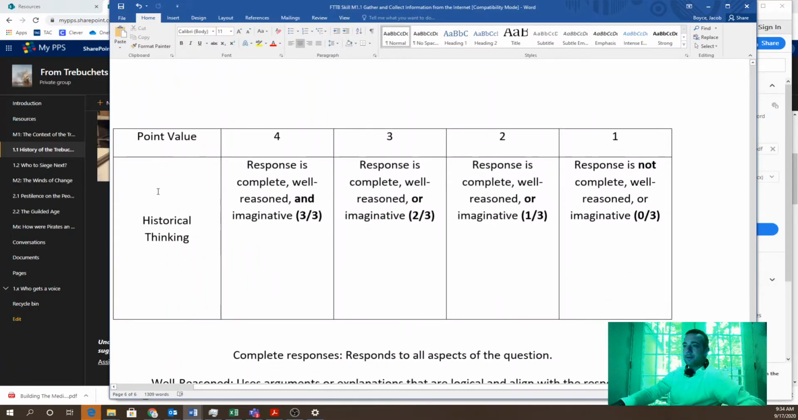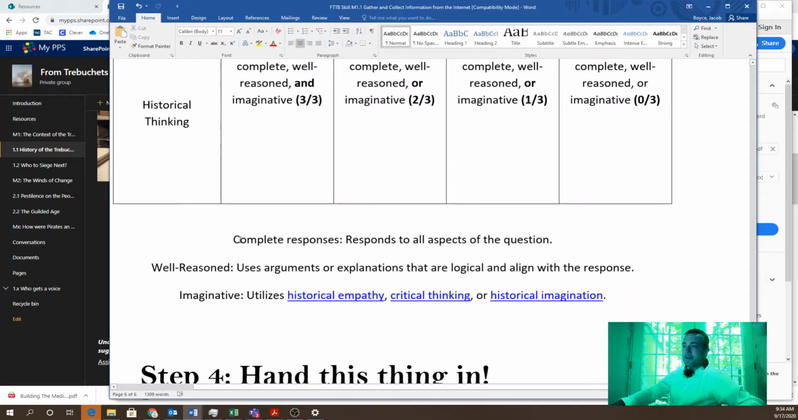And then down here you have the rubric for historical thinking. Is it complete? Is it well-reasoned? And is it imaginative? And I have the complete responses right here. I have the well-reasoned responses right here. And I have the imaginative right here. So, did you respond to all the aspects of the question? And that is a rabbit hole to go down. Complete responses on this are actually very long and very in-depth.